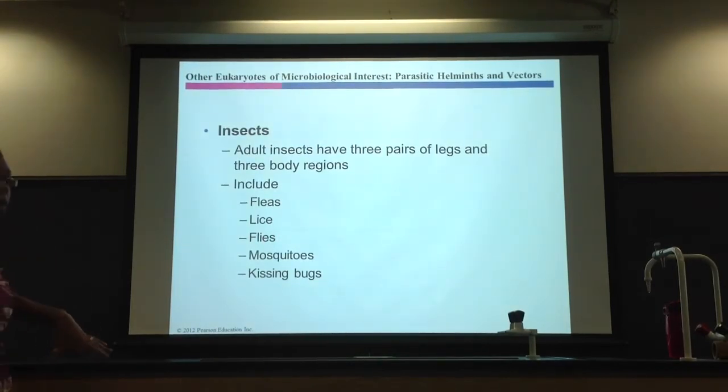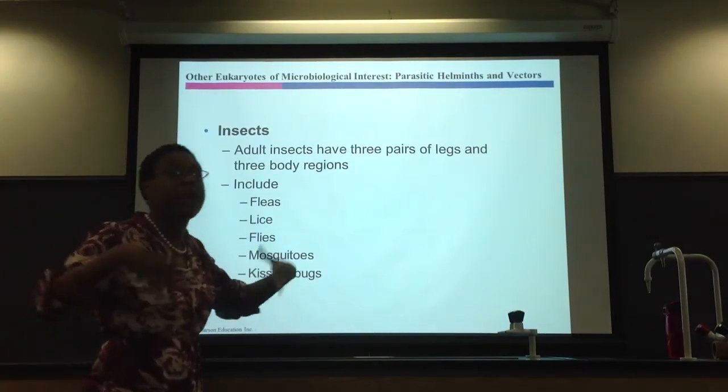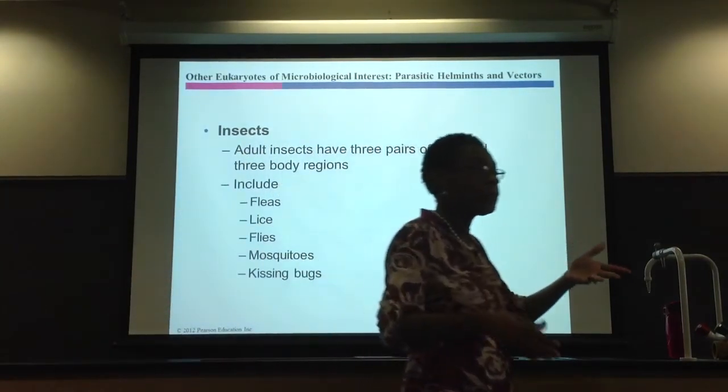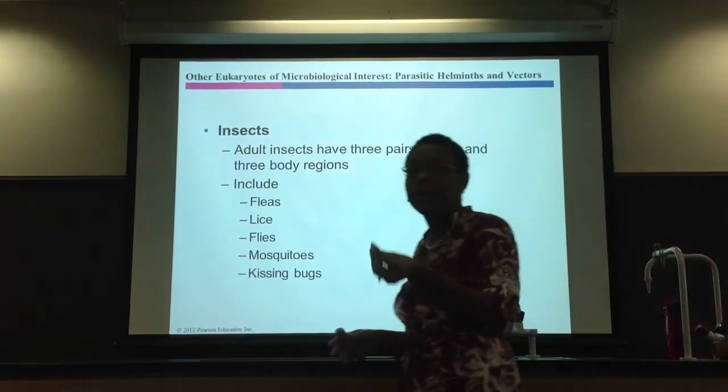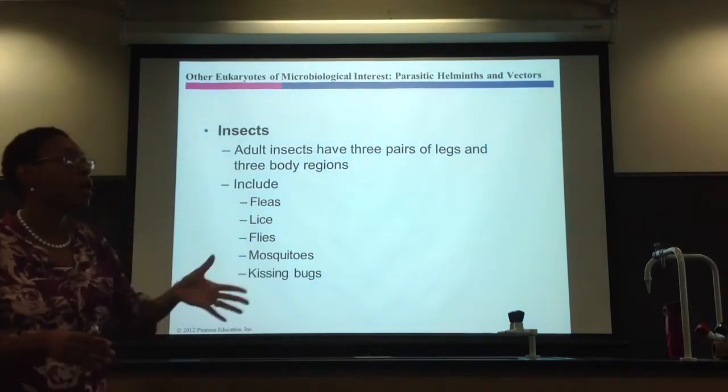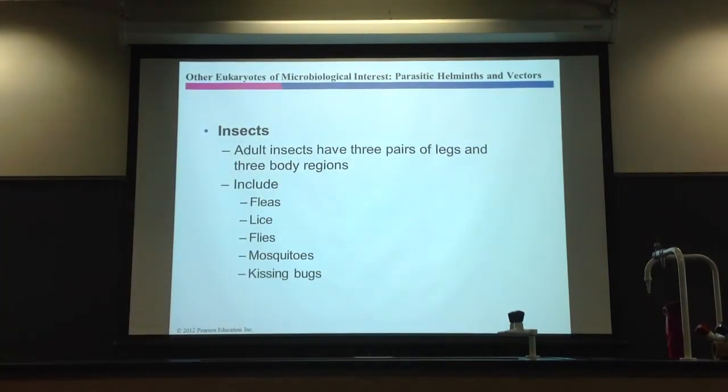Now, flies, we mentioned earlier, can be mechanical vectors, right? Because remember, if they land on feces and then land on your food, they're just carrying bacteria from the feces. But some flies, for example, the tsetse fly found in Africa, carry trypanosoma. Remember, trypanosoma is a type of protozoan. If the tsetse fly is carrying trypanosoma, it's going to cause African sleeping sickness. That's if the fly bites you and gives you that protozoan.